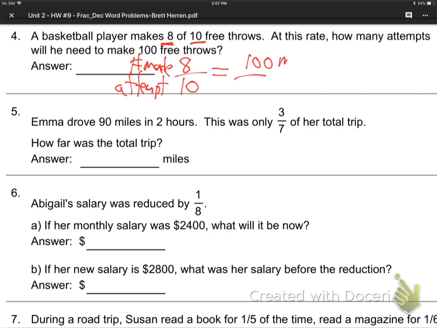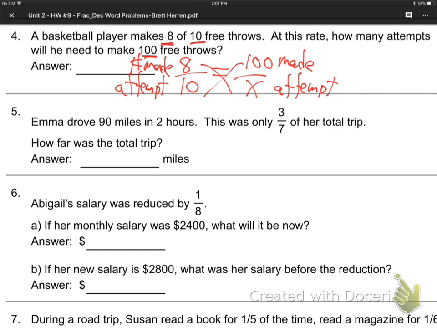So therefore, the 100 goes in the top because that's the number made, right? They made 100 free throws. So the bottom, X, is going to be the total amount they attempted. They must have attempted more than 100. Yeah, good job. That's the mistake. Some people put the 100 on the bottom.